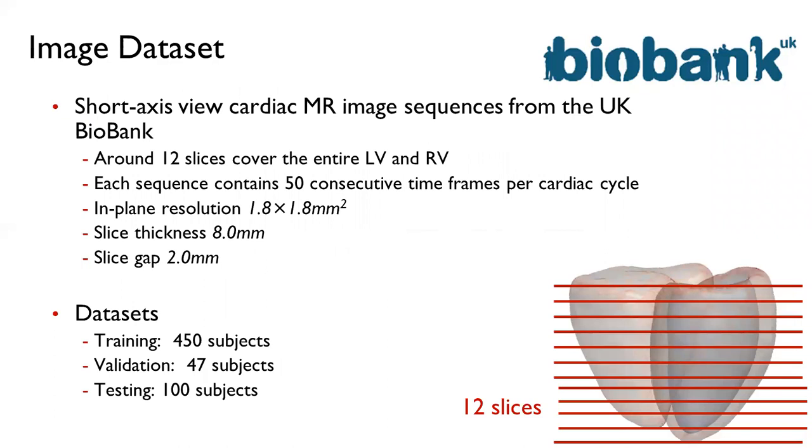The data we use is from the UK Biobank. We focus on the short axis view. Around 12 slices cover the entire left and right ventricles. Each sequence contains 50 consecutive time frames per cardiac cycle. We randomly selected image sequences of 450 subjects for training, 47 subjects for validation, and 100 subjects for testing.